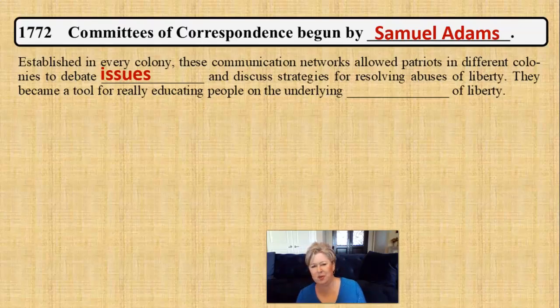Okay, what are the fundamental rights? Reminding themselves of the fundamental rights of man and how those are protected. So the underlying principles of liberty were really being discussed in the Committees of Correspondence.